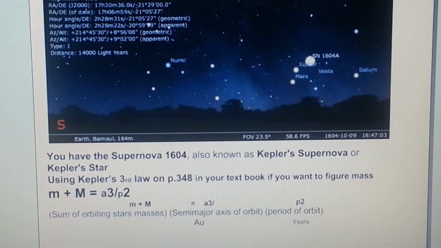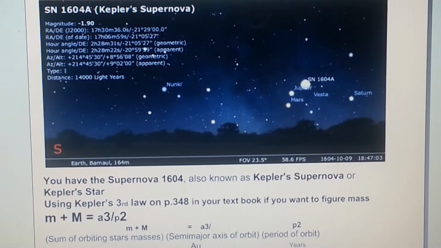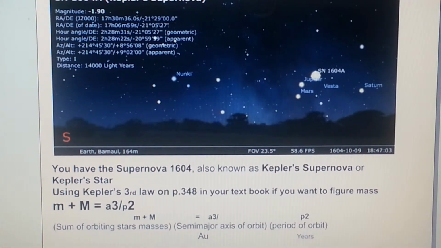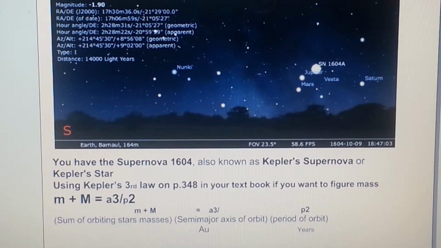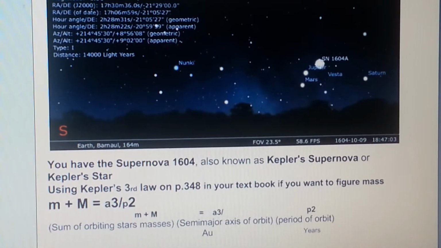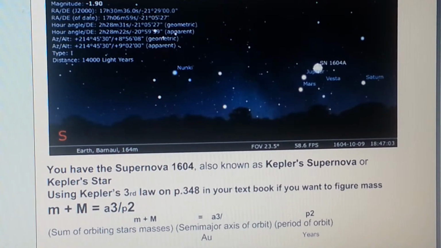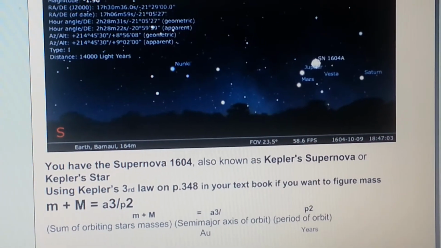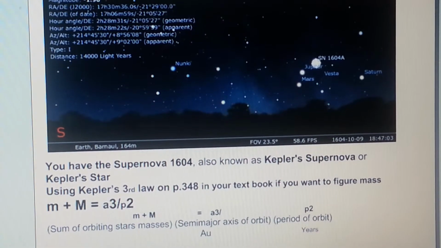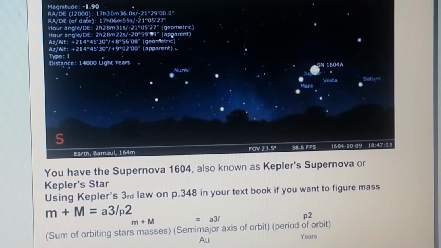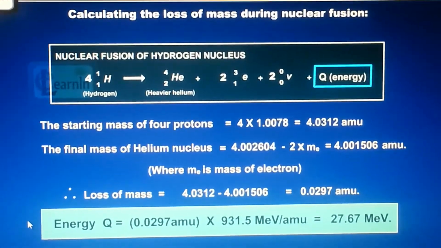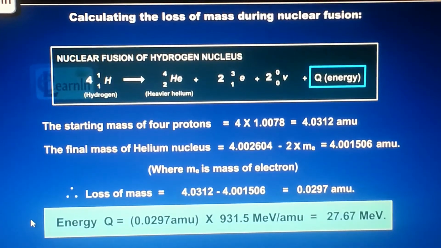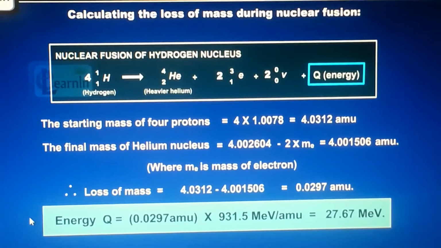Let's look here. This is the Kepler star. This might be a help to you. And if you ever want to measure stellar masses by Kepler's law, turn to page 348 in your textbook. You can also take a quick look at this formula as well. I found this interesting: calculating the loss of mass during nuclear fusion.